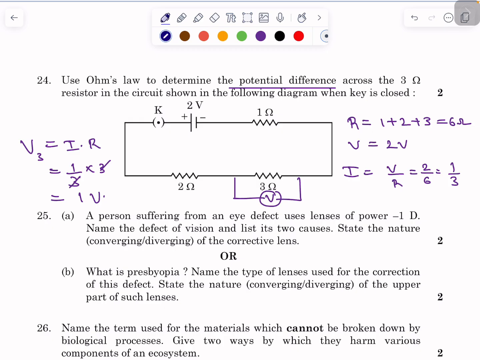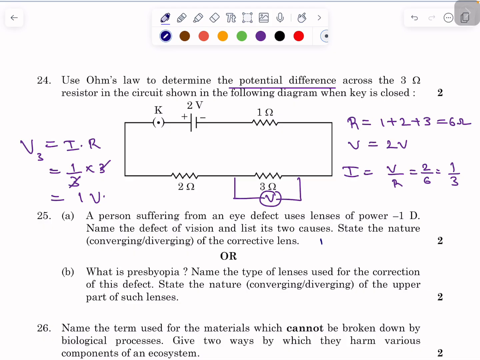Next, question number 25. A person suffering from an eye defect uses a lens of power minus 1 diopter. Name the defect of vision and list its two causes. State the nature, converging or diverging, of the corrective lens. Okay, so here minus 1 diopter means the defect is myopia.